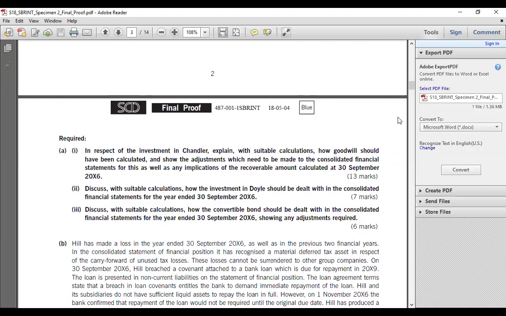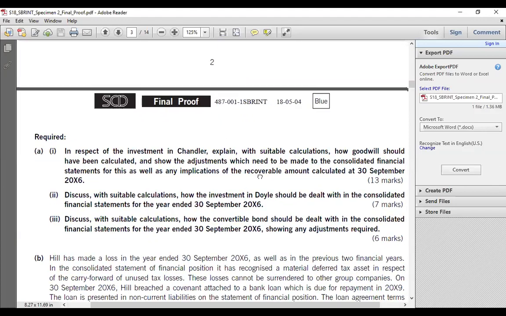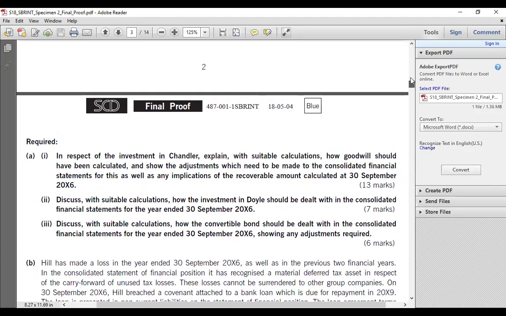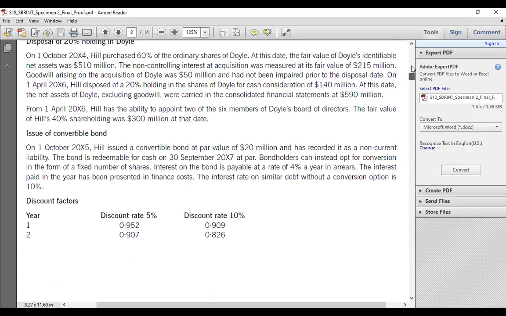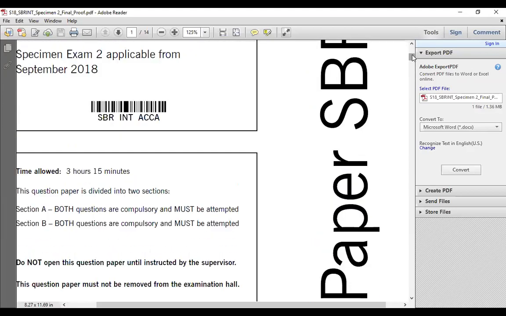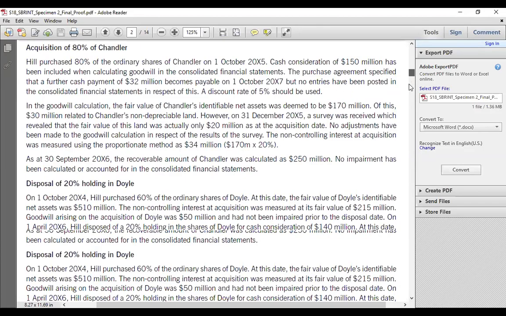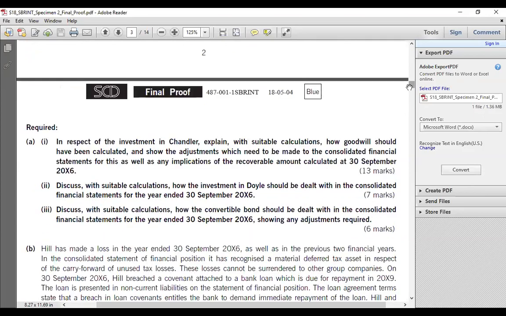Okay, so we are starting with a question, and then we are going to discuss the contingent consideration as well. So there's nothing to worry about that. And this is a past paper question which relates to specimen exam number 2, which was officially published by the ACCA. And in this, I'm going to the requirement first, and then we are going to solve this question.